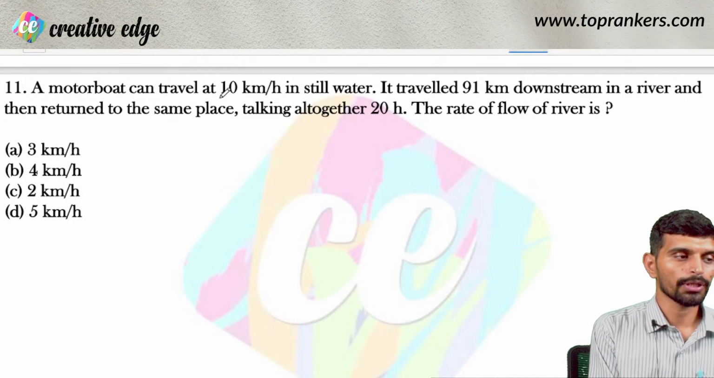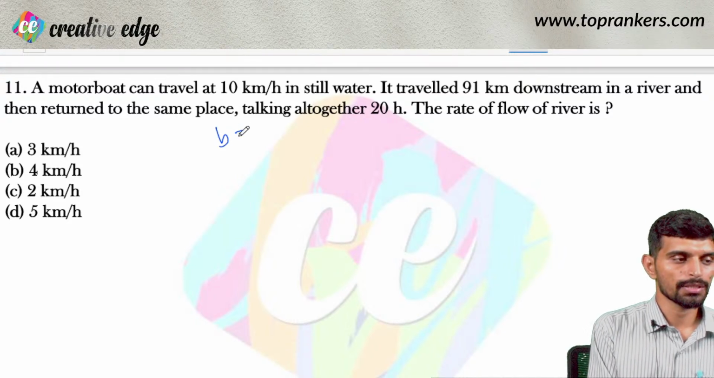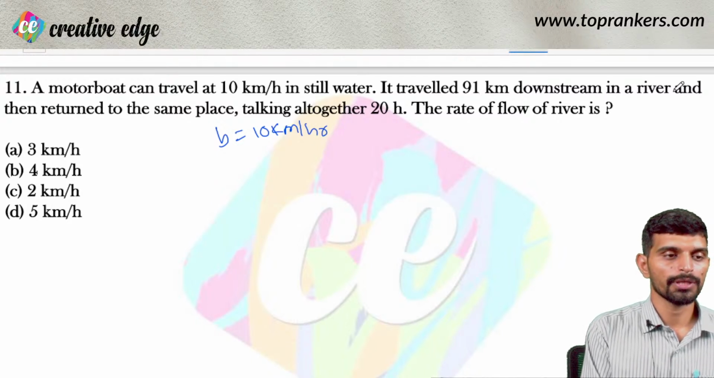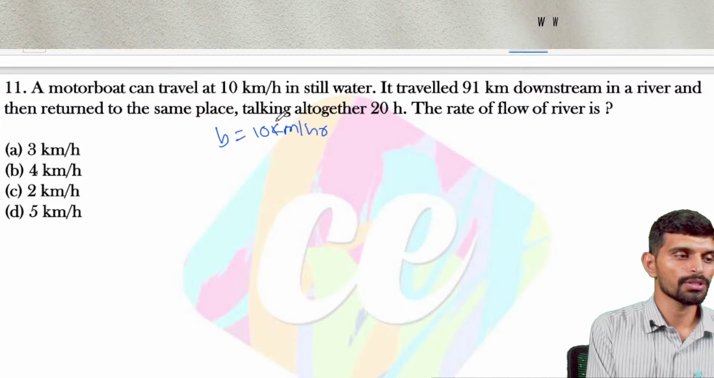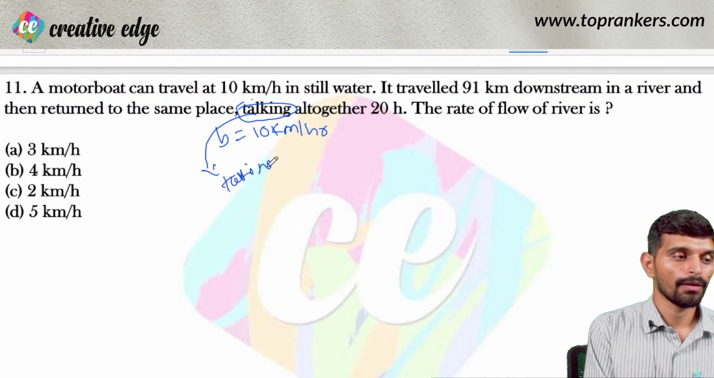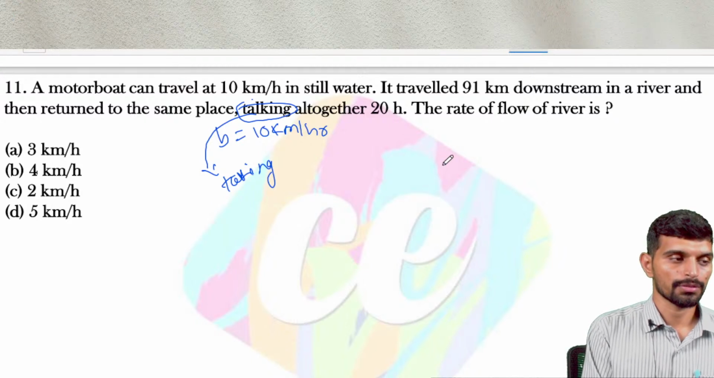A motorboat can travel at 10 km per hour in still water. So B is equals to 10 km per hour. It traveled 91 km downstream in a river and then returned to the same place, taking, it should be taking, altogether 20 hours. The rate of flow of river is, right?